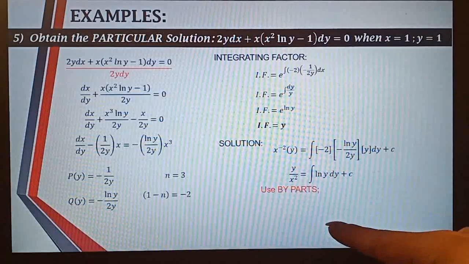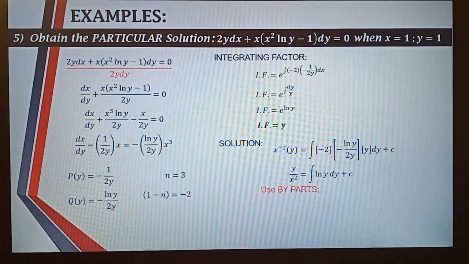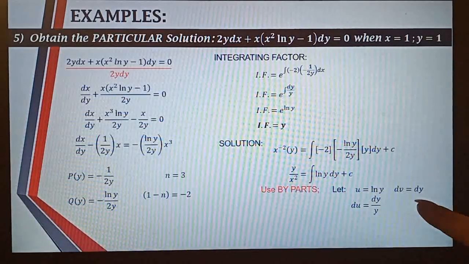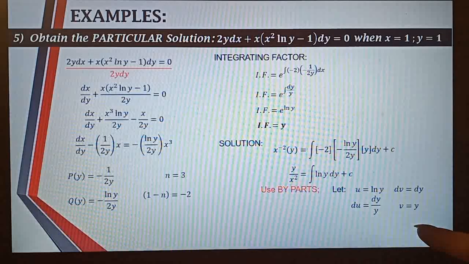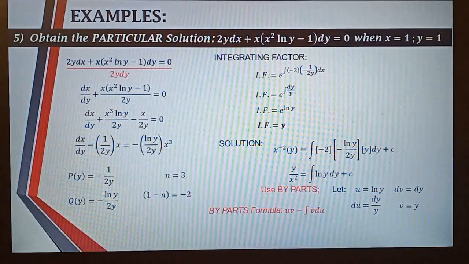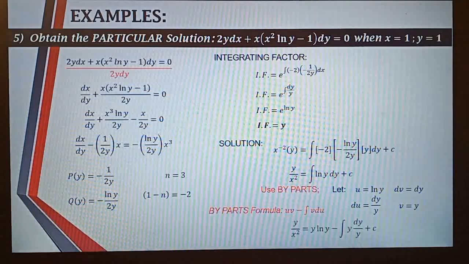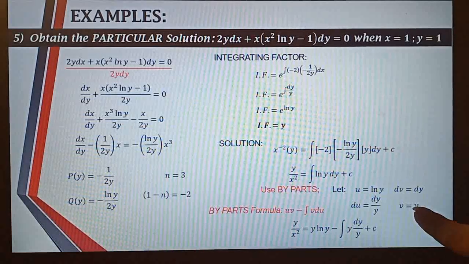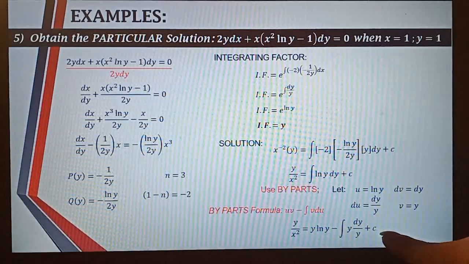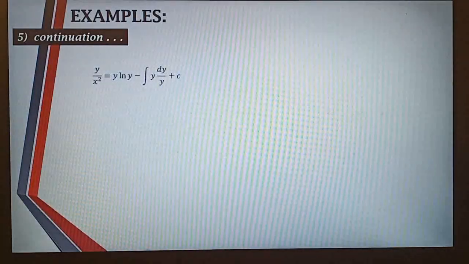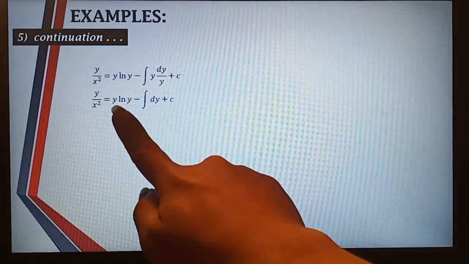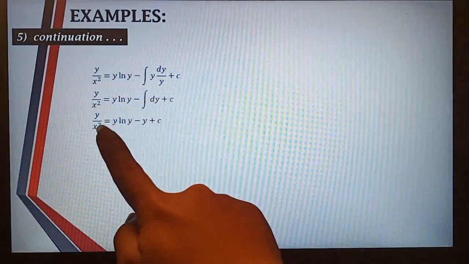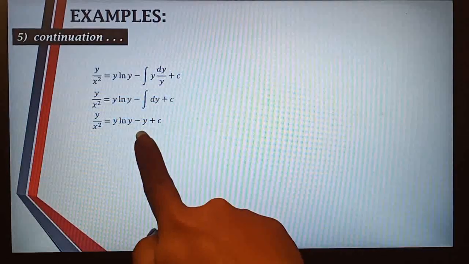So in that case, we need to use by parts or integration by parts. So you need to set the u as ln y, then the du is dy over y, then our dv is dy, then your v is y. By following the by parts formula, which is uv minus integral of v du, you will now have y over x squared equals y ln y minus integral of y multiplied to dy over y plus c. Now continuing this equation, you will have y ln y minus, cancel y, the integral of dy plus c. So evaluating your equation, you will have y over x squared equals y ln y minus y plus c.